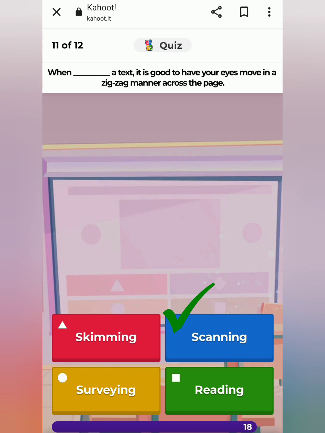Because if you're actually reading the text, you would not just be going in a zigzag manner, you'd be reading in detail. But when scanning, you go a bit in depth, not unlike surveying and skimming, where you're just looking for key terms. For scanning, you actually move in a zigzag manner with your eyes. That way you can cover more content in reading. Now remember, scanning, skimming, and surveying are just study skills. They are not supposed to be used as a replacement for actual reading of a text.